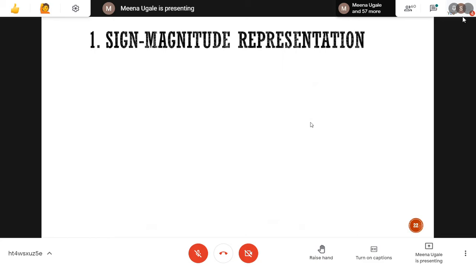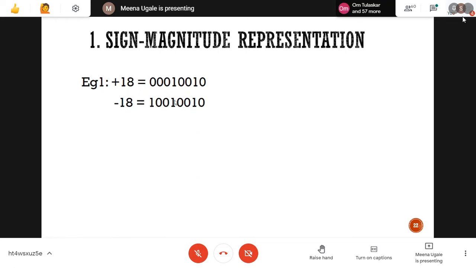How the numbers are represented, some examples are written here. The first example, if I am going to write a positive plus 18 number, how am I writing? This is the 8-bit representation I am using here. In the 8-bit representation, plus 18 will be converted into binary and then written like this. 0 is indicating it is a positive number.